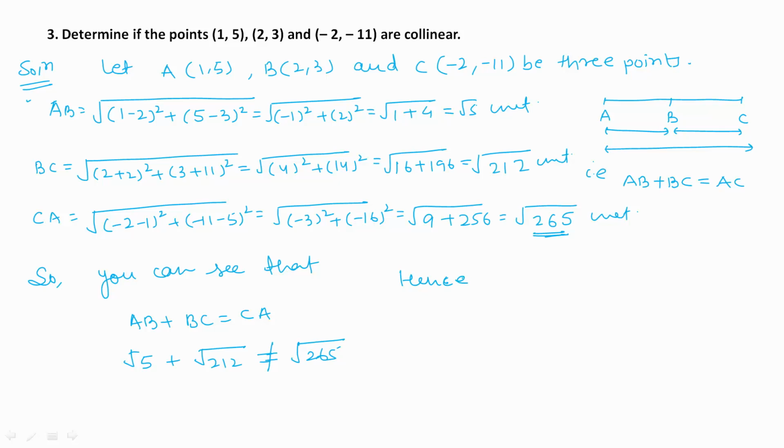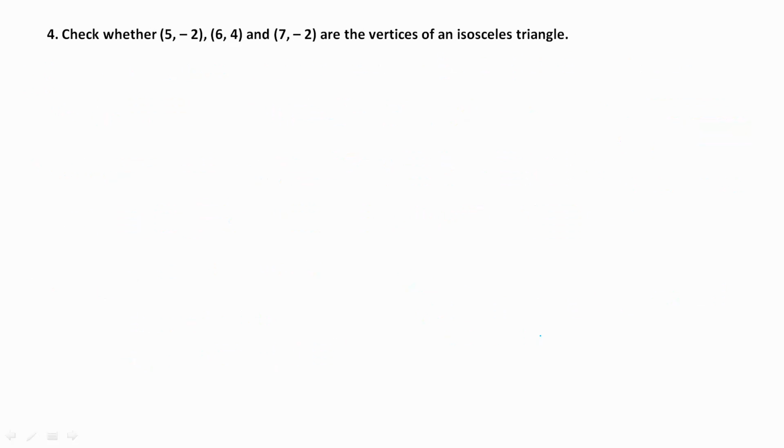Hence, the given 3 points are not collinear. Given 3 points are not collinear.